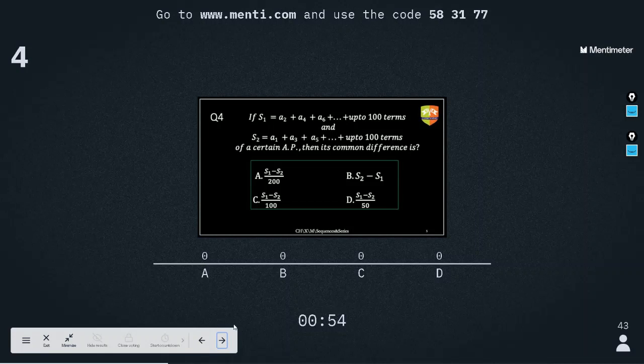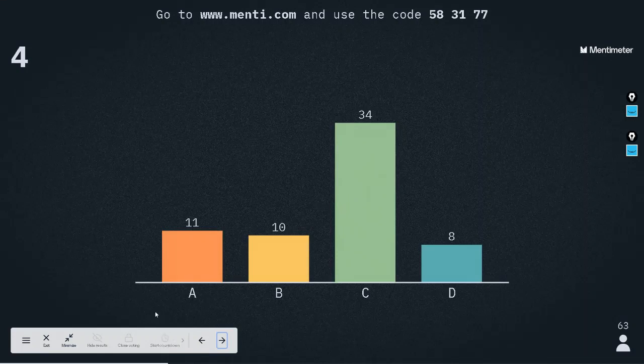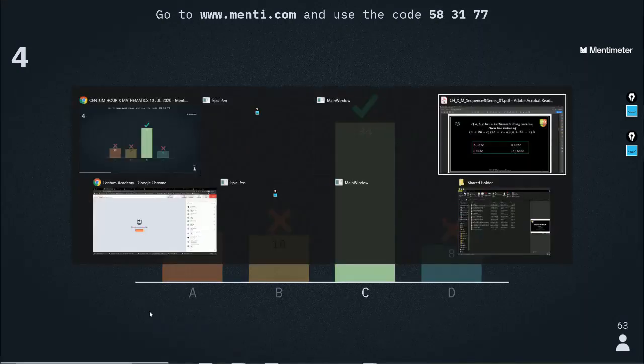A and C are same, is it? Very simple question again. You don't need to go to formulas and all that. Without formula, basic knowledge of AP can solve this question. Oh, cool. So most of you have got it. That's nice. And for those who didn't get it, this is how it has to be.